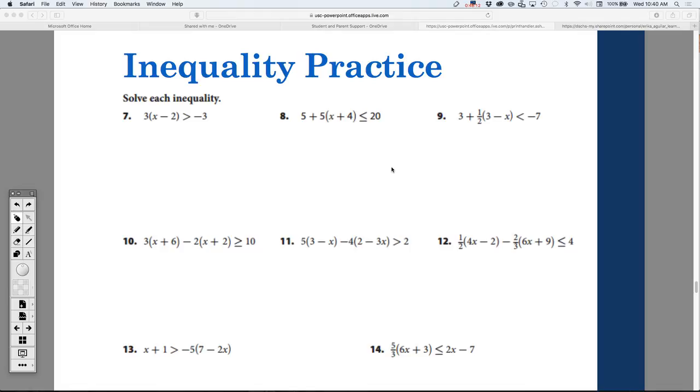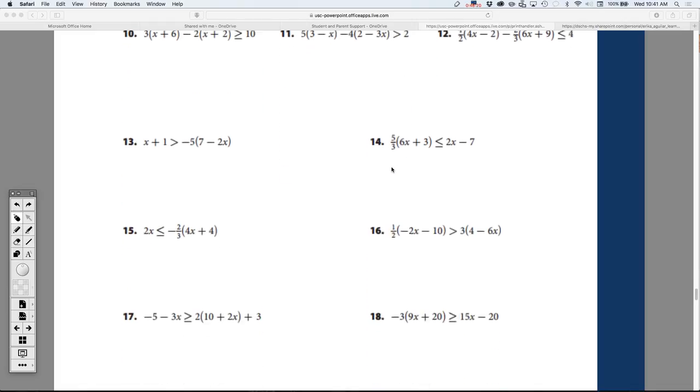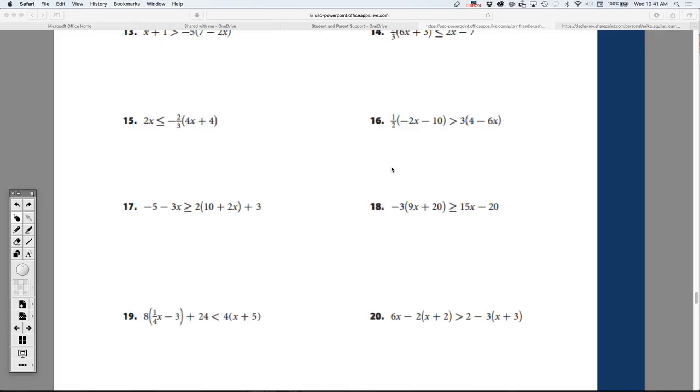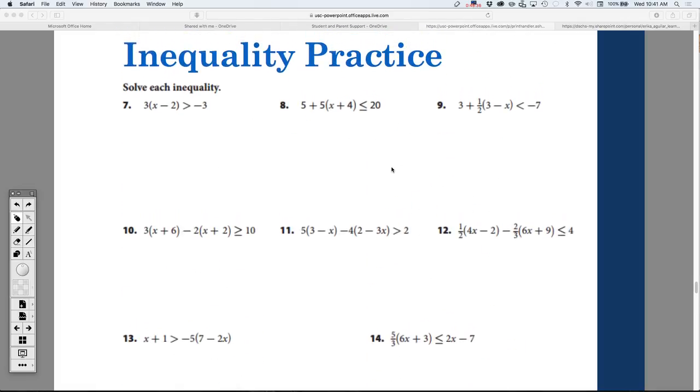I'm stuck on 9. The fractions just get me. On 9? Okay, so we want to do 9. What else? 9, 12, 20. Okay, one more. 14. Anyone want to do something else? So everyone's okay with 9, 12, 20, 14? What about 19? Okay, everyone look at 19. Do you think 19 looks hard?